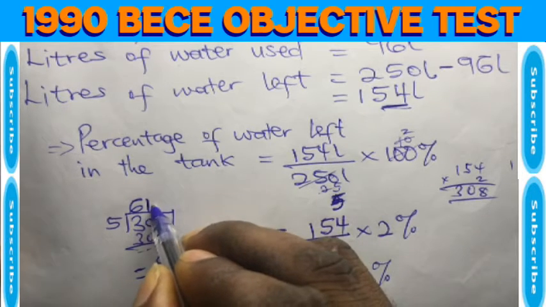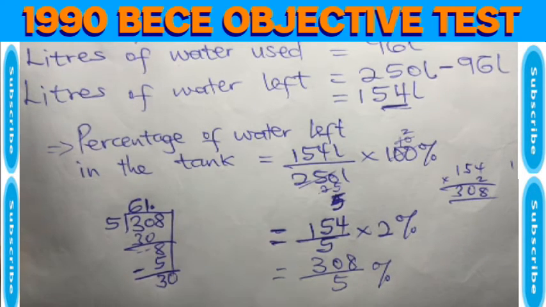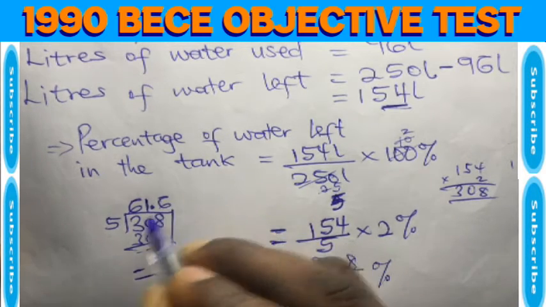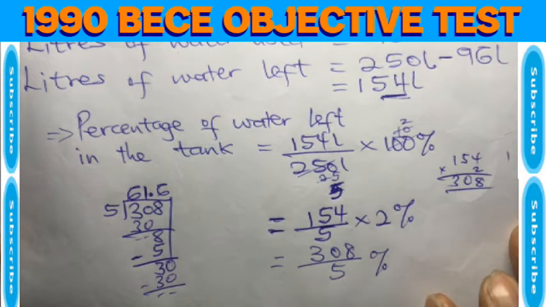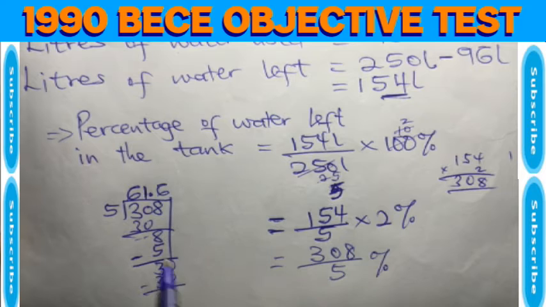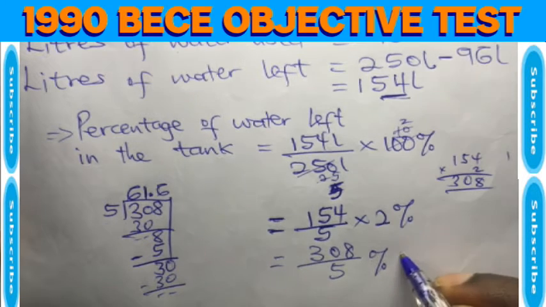Bring a decimal point here. Add 0 to the 3. 5 divides 30 and it is 6 times. 6, 5 is 30. Find the difference, you have 0, 0. All right. So we are done with the long division method. So we have it to be 61.6%.